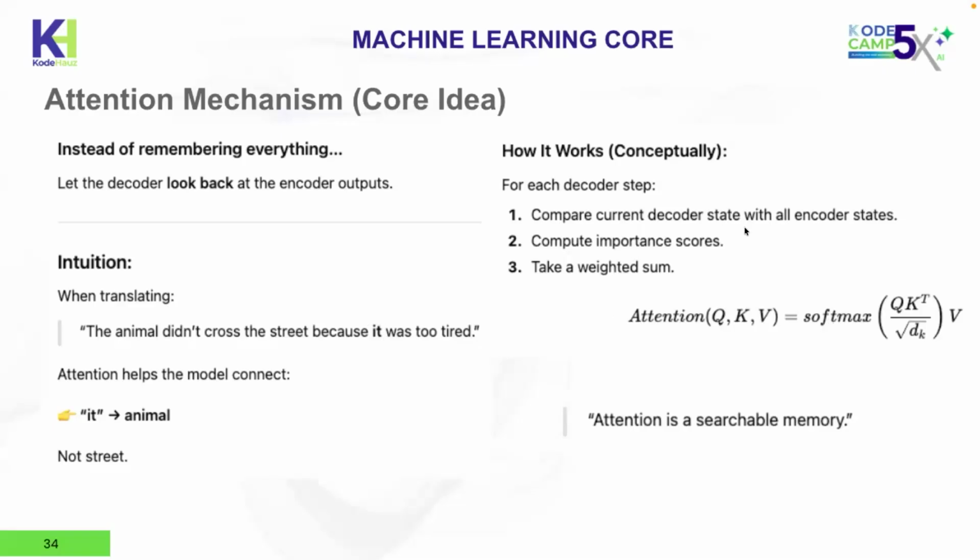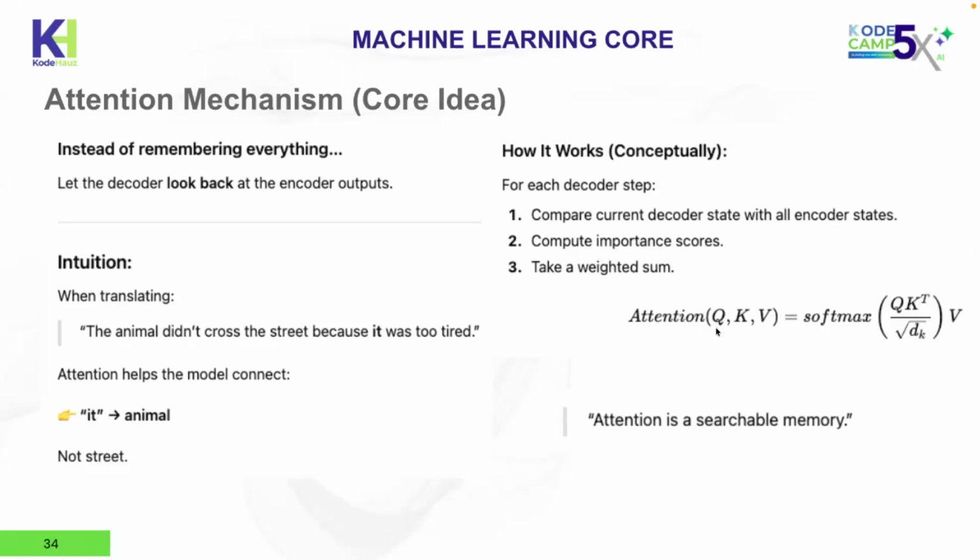So now, what the attention mechanism allows sequence models to do, especially for the decoder side of it, is that you compare the current decoder state with all the encoder states, all previous encoder states, right? And then you compute what we call an importance score. We'll talk about that shortly. And then we take a weighted sum.